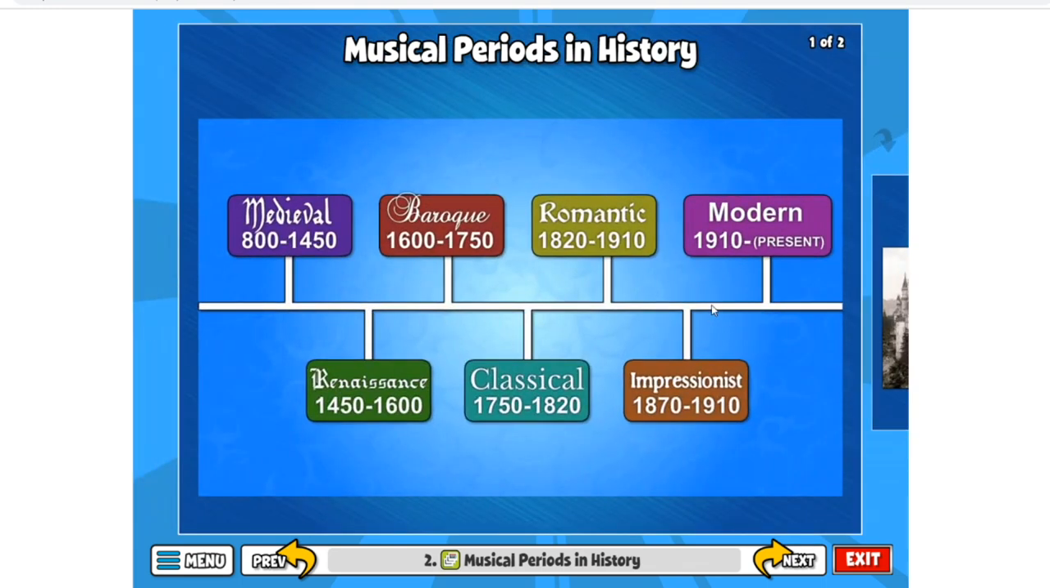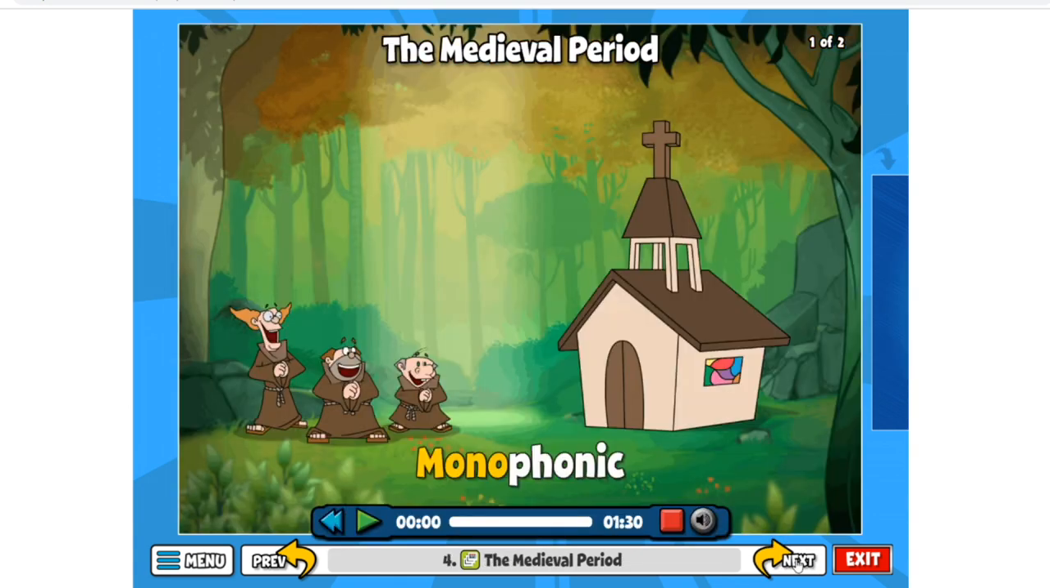Here you can see a timeline starting with the medieval period, the Renaissance period, the Baroque period, the Classical period, the Romantic period, the Impressionist period, and the Modern period. We're going to quickly go through some examples of the different periods in time, starting with the medieval period.